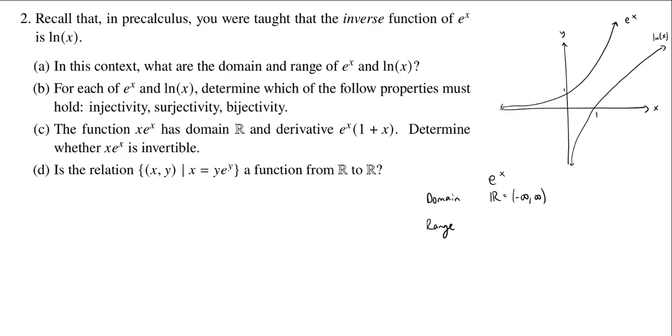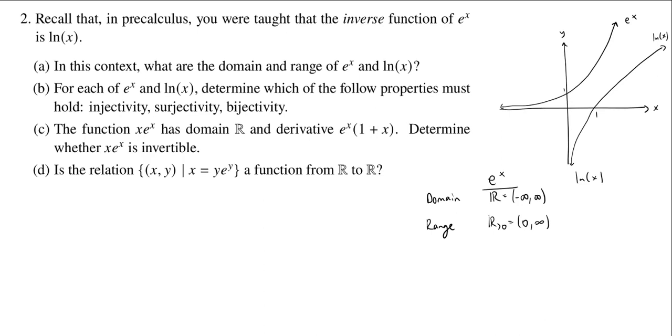All right, how about the range? Well, the exponential function is never ever going to give you a negative output. It also is never going to give you 0 as an output. So the range is going to be all of the positive real numbers, or in interval notation, the interval from 0 to infinity.